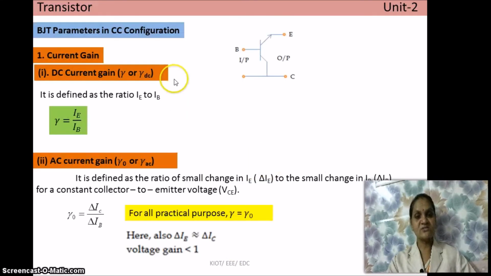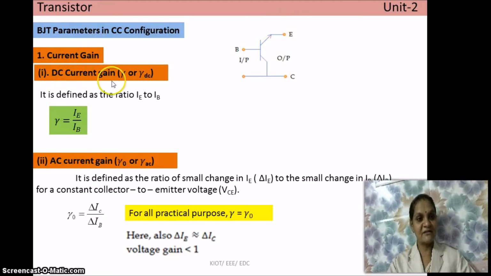See, the next one is common collector configuration. So common collector is where the collector terminal is kept common between the base and the emitter. Here also emitter and the collector are always opposite to each other. Here input current is base current, output current is emitter current. Input voltage is, this terminal is collector, so input voltage is collector base voltage, output voltage is emitter collector or collector emitter voltage.